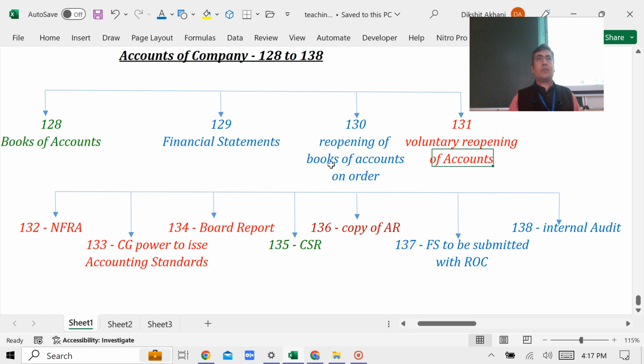Now, as far as section 128 is concerned, books of accounts. So here I don't want to go with any logic because guys, accounts is something you are learning since almost 3 to 4 years.